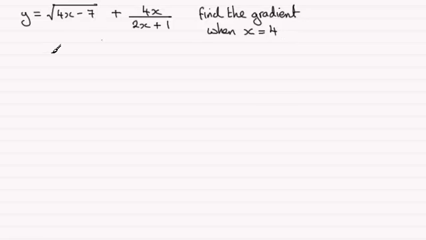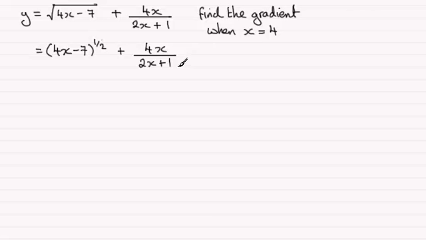So in order to differentiate this, I'm going to think of the root then of 4x minus 7 as 4x minus 7 all to the power half. And then we've got plus the fraction here, 4x all divided by 2x plus 1. Now for this first term, if I'm going to differentiate this, I'm going to need the chain rule. And for this fraction, because I've got two functions of x, one on the top, one on the bottom, I'm going to use the quotient rule.